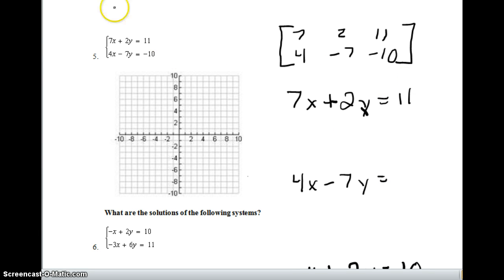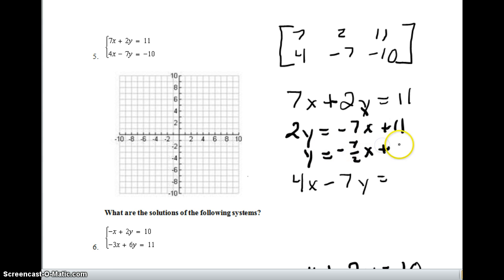Number 5, we've got all the coefficients and the answers right here in the matrix. You can plug that in and find your solution that way, or you could solve for y like we mentioned. Subtract 7x from both sides. And then divide everything by 2. And we would have plugged this one into y1 using our parentheses around these fractions.